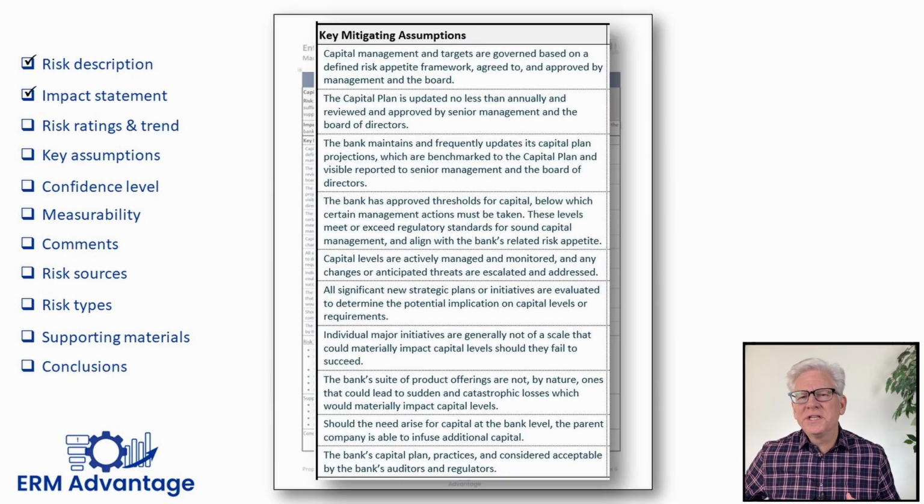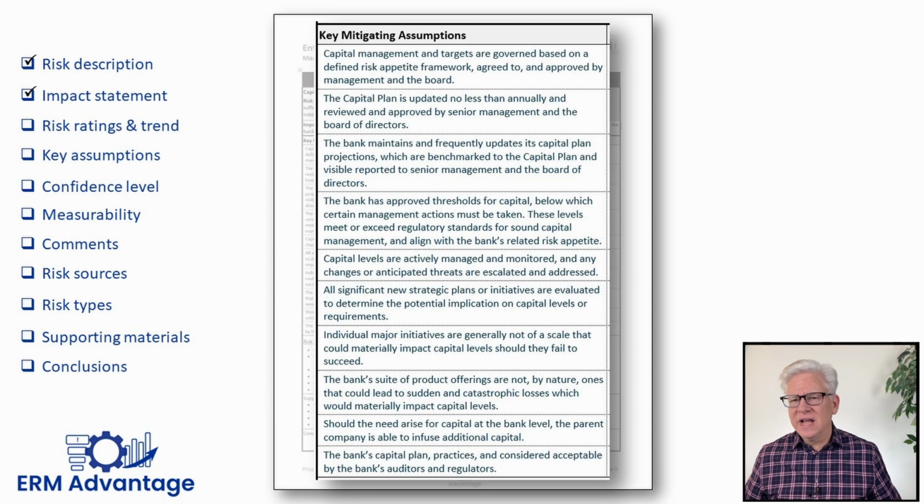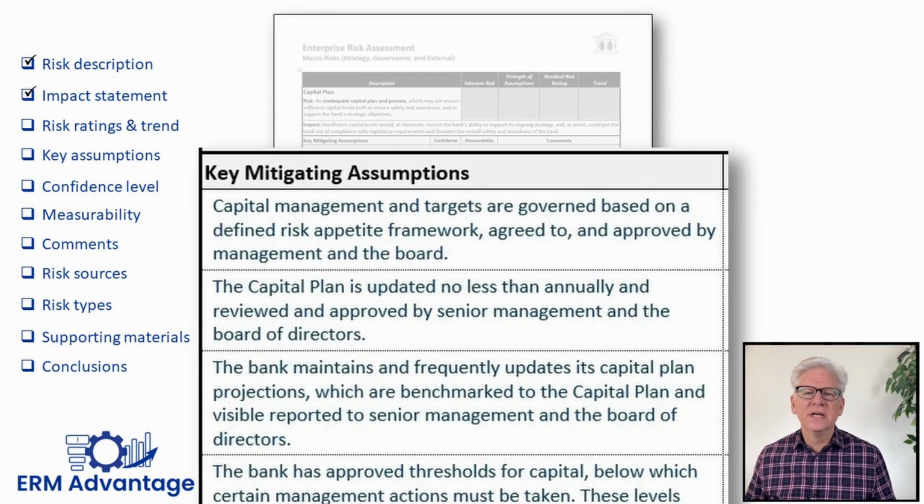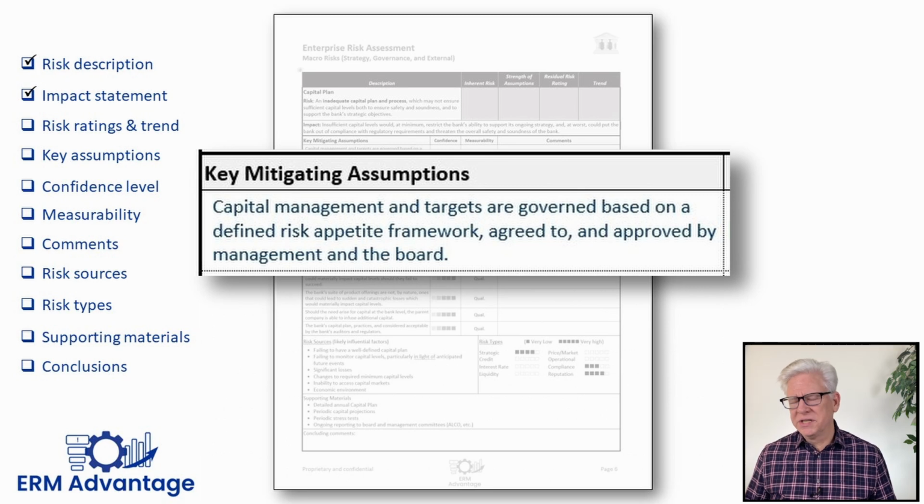Next are our key assumptions that we have associated with this design area, capital management. Now, this list is in no way exhaustive, but it's a good representative sample and it's an excellent list for us to start with. For each assumption, we have the assumption statement. In this case, the first one is capital targets are governed based on a defined risk appetite framework, which are agreed to and approved by management and the board.